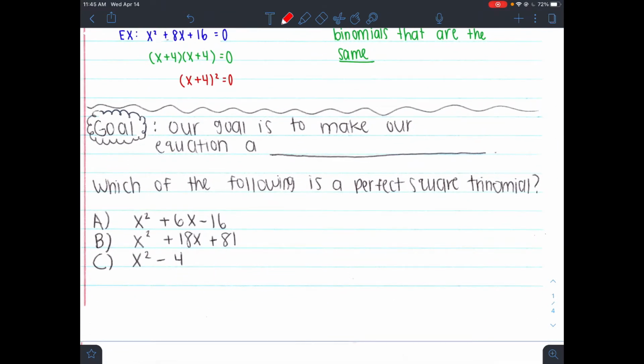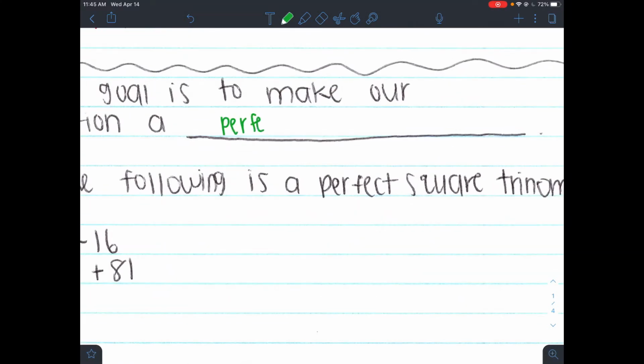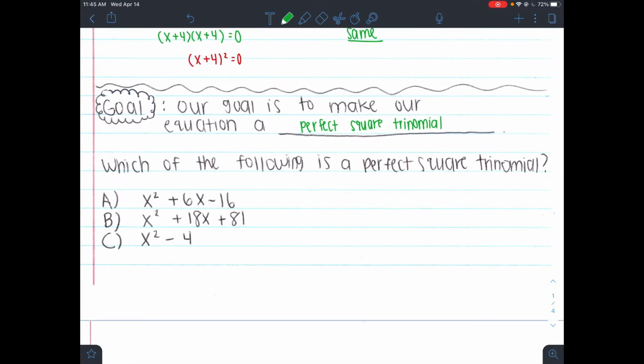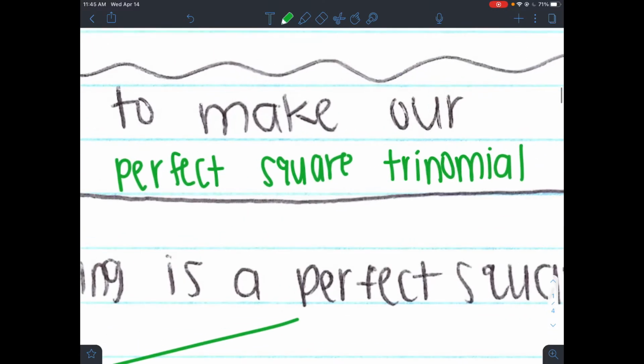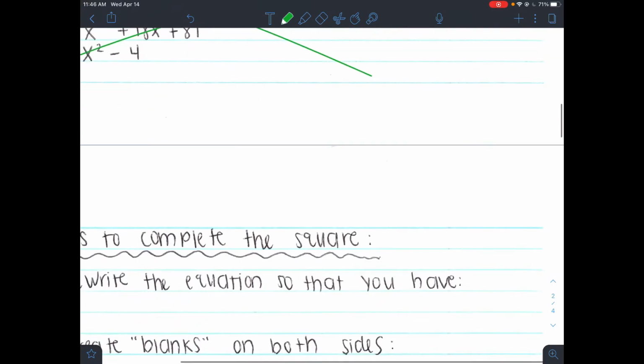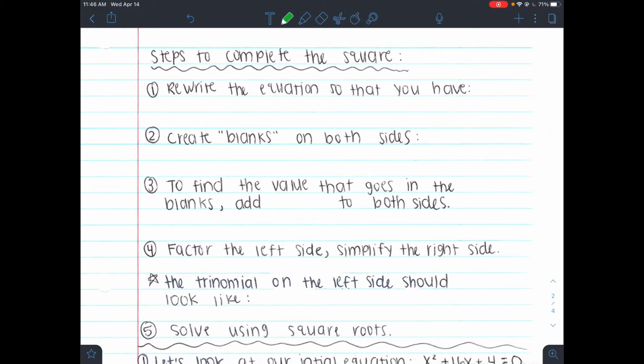So your goal is to make your equation a perfect square trinomial. And to make it a perfect square trinomial, you're going to complete the square. Now, below here, I do ask you what the perfect square trinomials are, but I'm going to go ahead and skip that section because it's not super important. Because we're going to create them anyways, so knowing what they look like is not going to be a huge deal. So our goal is to make it a perfect square trinomial. I'm going to erase this word because that looks really funky looking from far away. There we go.